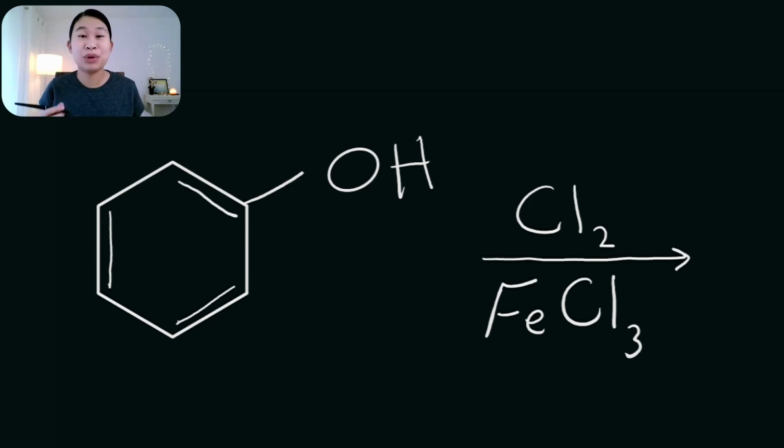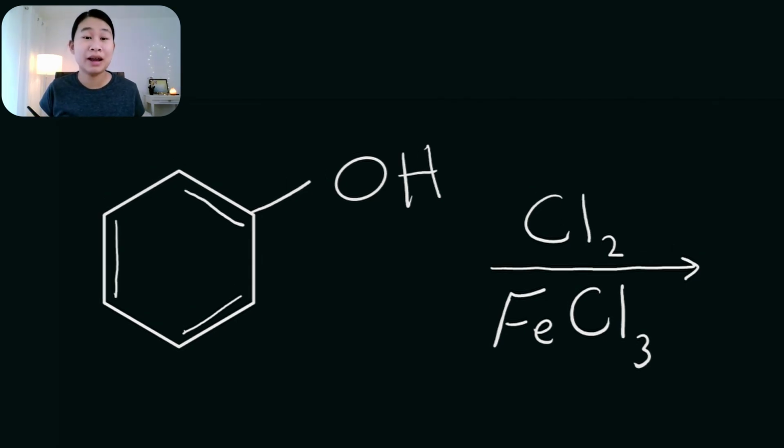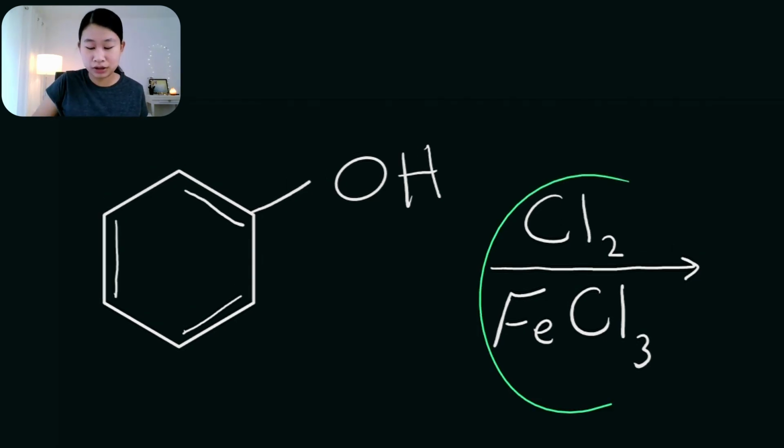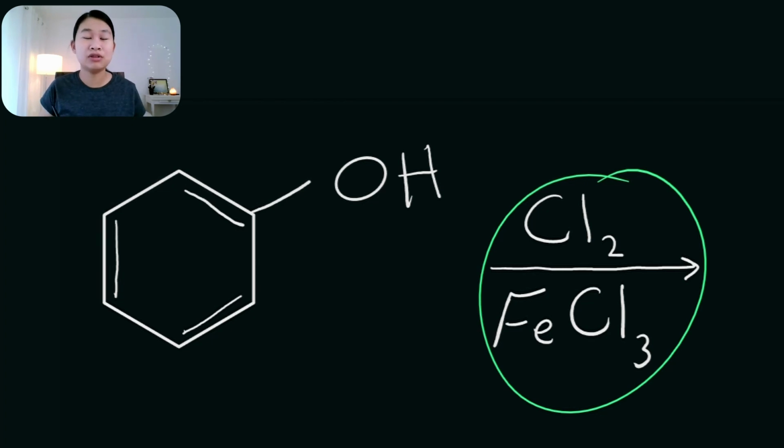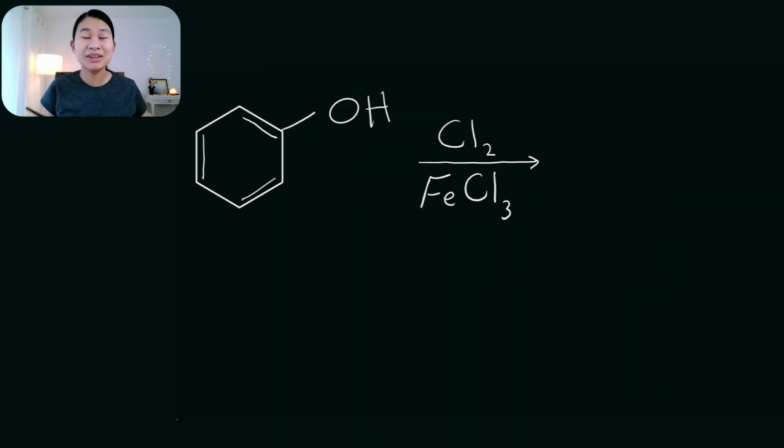Now, given this example, what would you write for the final product? This is going to be an electrophilic aromatic substitution, and looking at these things on the arrow, we know that these reagents point to a halogenation. Halogenation in this case means that somewhere on this benzene ring, we are going to replace one of the hydrogens with the chlorine. The question, of course, is where do we do that?